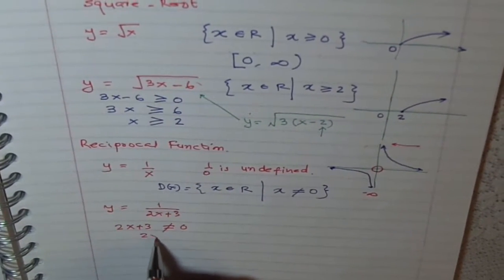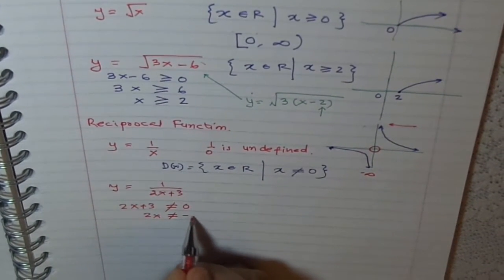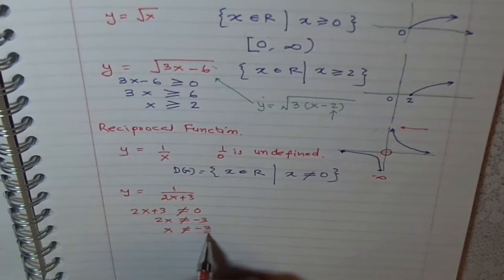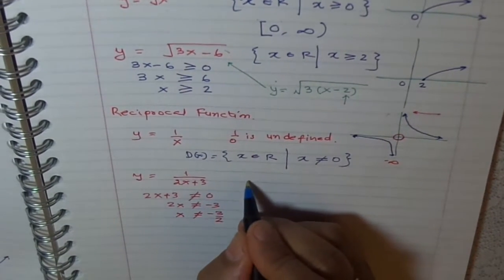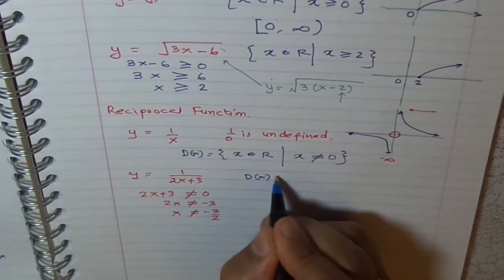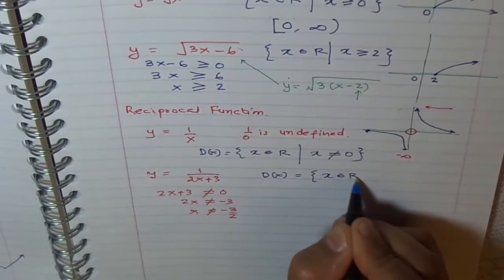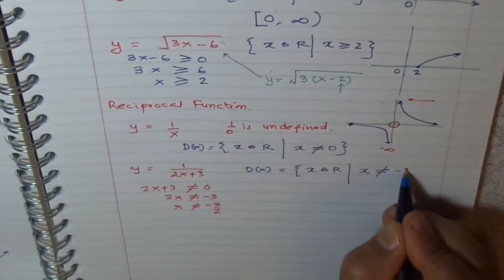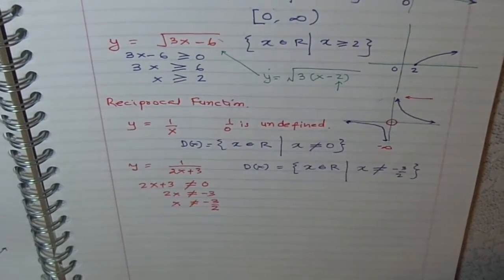We'll solve for this. So 2x is not equal to minus 3. Bring it this side. Or x is not equal to minus 3 over 2. So for this function, what is the domain? For this function, the domain is equal to x belongs to real numbers where x is not equal to minus 3 over 2. I hope you get the concept, okay?